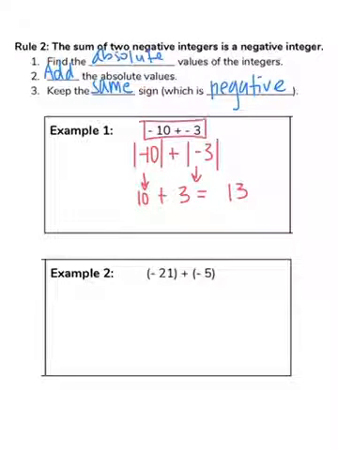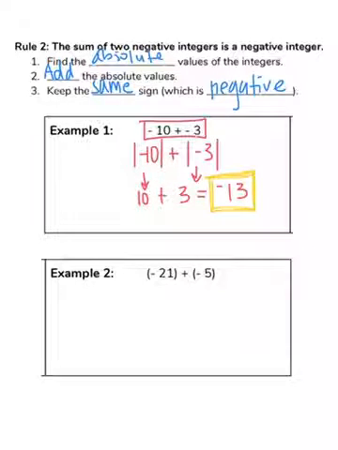However, we need to remember that we are adding 2 negatives. So truly adding negative 10 plus negative 3 results in a 13, but this 13 should be negative. So the most important part when we are adding 2 negatives is to remember to put that negative sign in front of your final answer.